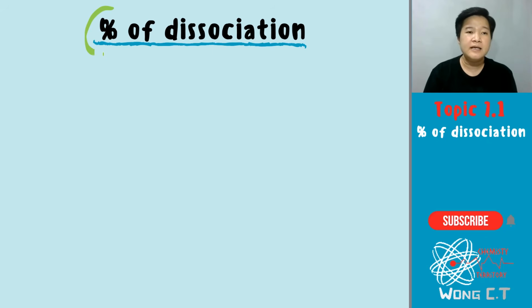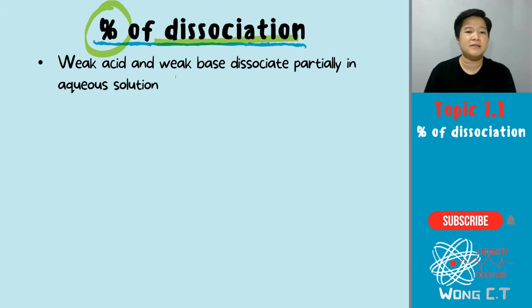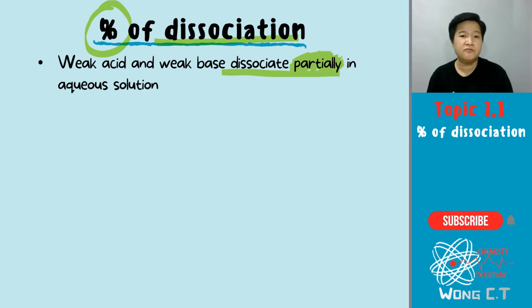Okay? Simple. And the last thing before we go into the calculation of the pH of your weak acid and weak base is your percentage of dissociation. Why do we need to calculate the percentage of dissociation in your weak acid and weak base but not the strong acid and strong base? Because your weak acid and weak base only dissociate partially. When we say partially, the question will be asking how much has been dissociated. What do you mean by partially? 5%, 10%, 20%, all that is also partially.